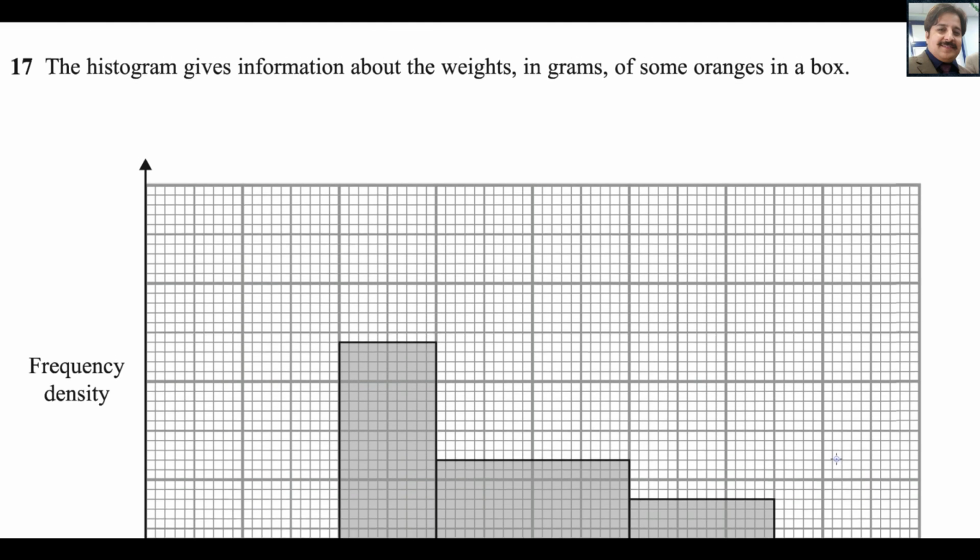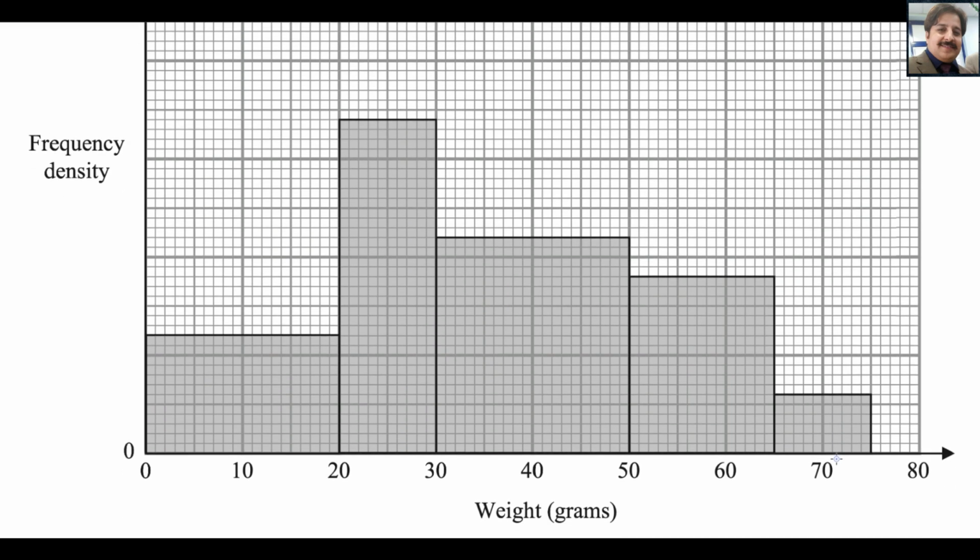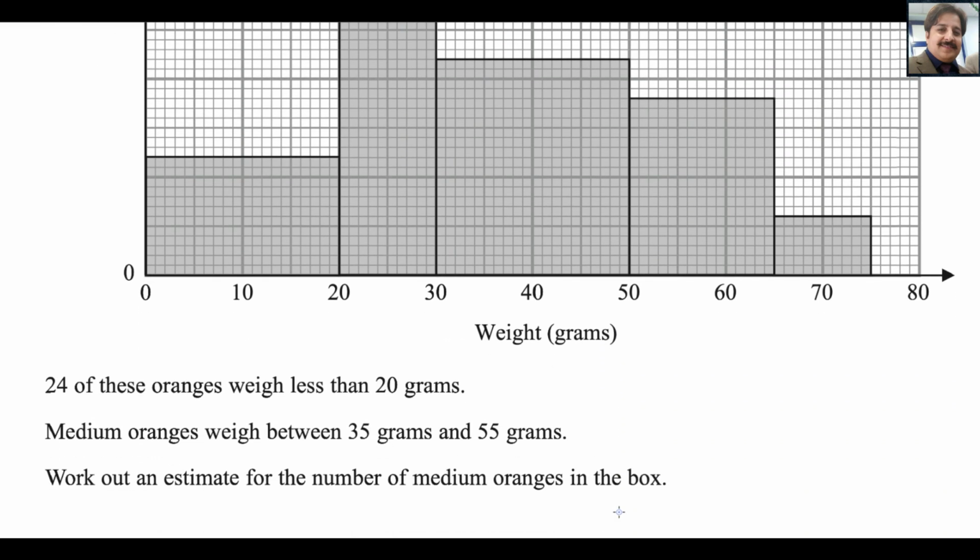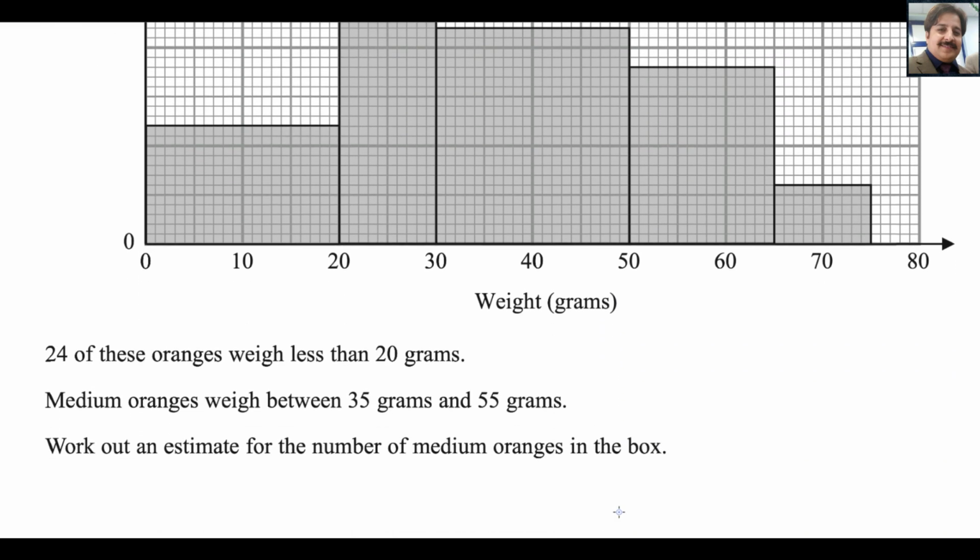Question number 17. The histogram gives information about the weights in grams of some oranges in a box. Along the vertical line, frequency density is given, and along the horizontal line, weights in grams are given. 24 of these oranges, the number of oranges is 24. 24 oranges are given there, for weight less than 20, this weight from 0 to 20. Okay, this one.